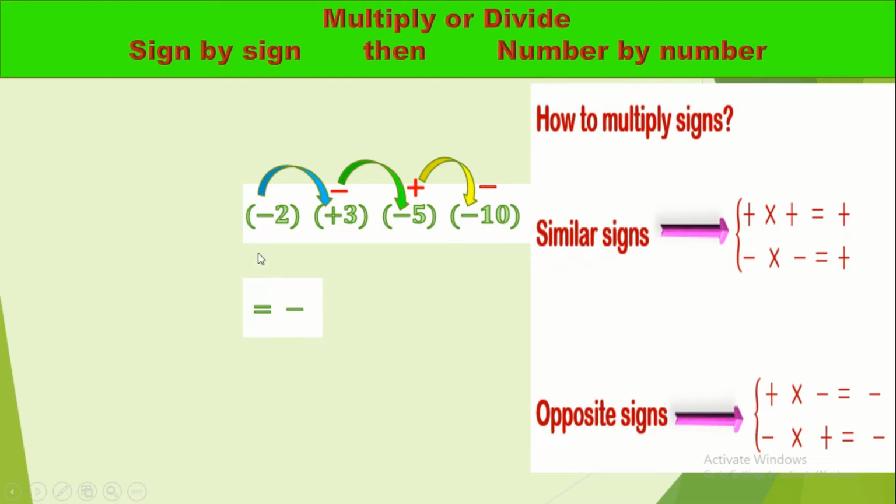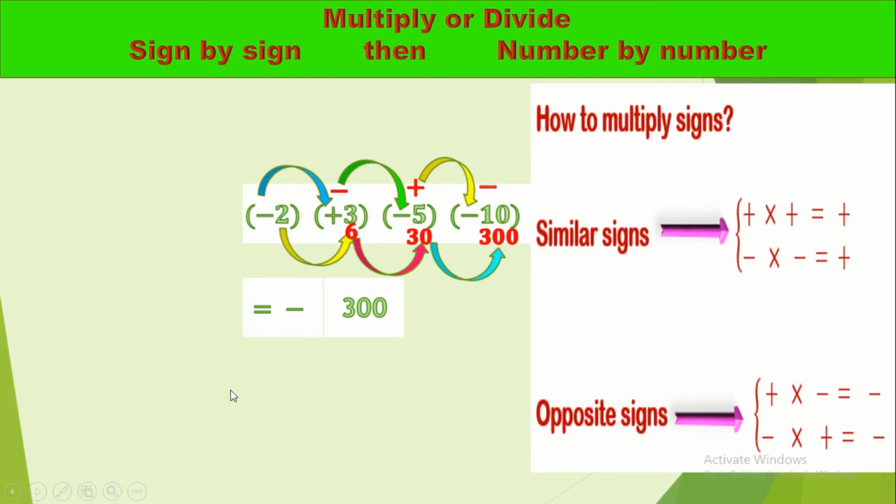Now what about the numbers? If you note here, we can multiply 2 times 3, it gives us 6. Now the answer 6 times 5, it gives us 30. Now 30 times 10, it gives us 300. So the answer is minus 300.